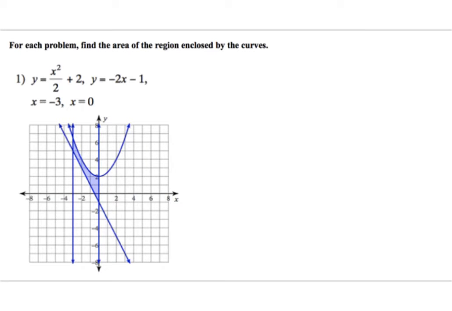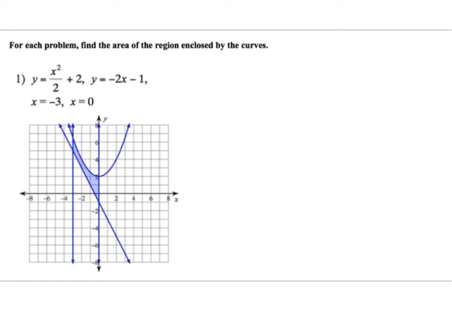All right, so we've got two different curves going on here. We've got y equals x squared over 2 plus 2, and then y equals negative 2x minus 1. We can tell that x squared over 2 plus 2 is the curve on top because it's the parabola, and that negative 2x minus 1 is the bottom because that's the line. So let's find the area under each of these curves.